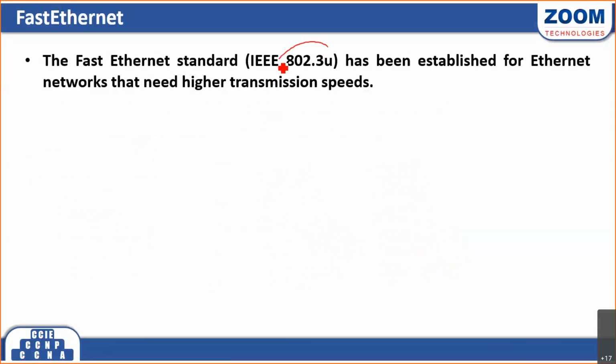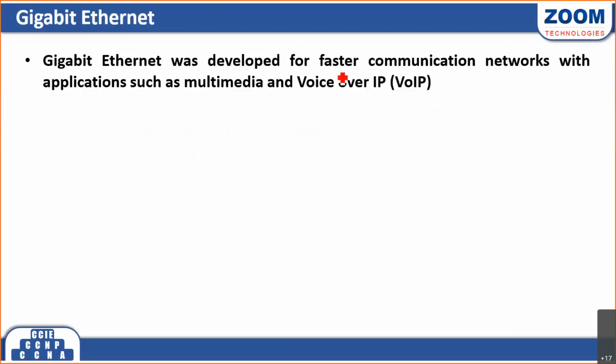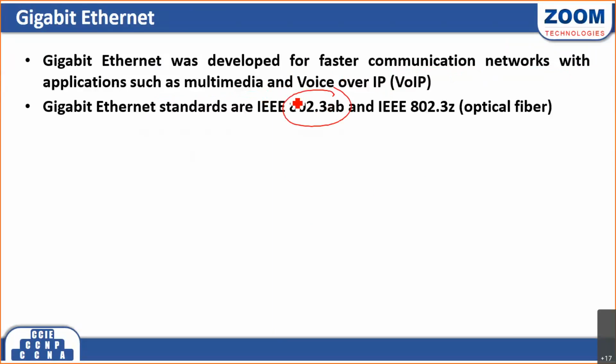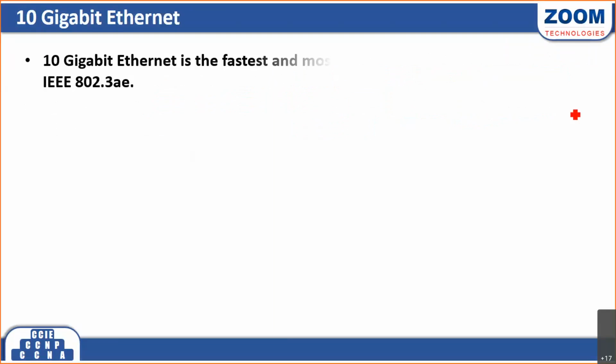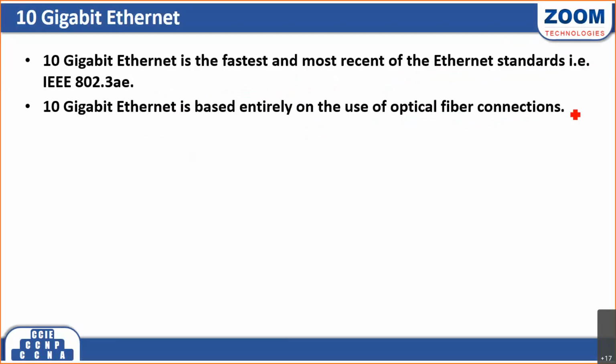Fast Ethernet, IEEE standard 802.3u, was established for the need of higher transmission speed, and Gigabit Ethernet was developed for faster communication networks with applications like multimedia and voice over IP. 802.3ab and 802.3z; z is for optical fiber, 1000 Mbps or 1 Gbps. And 10 gig is entirely designed for optical fiber connections. These are all different types of technologies in Ethernet.